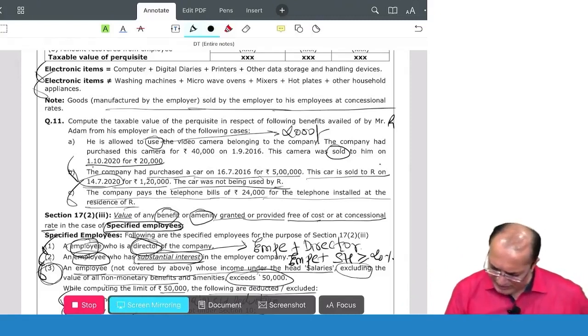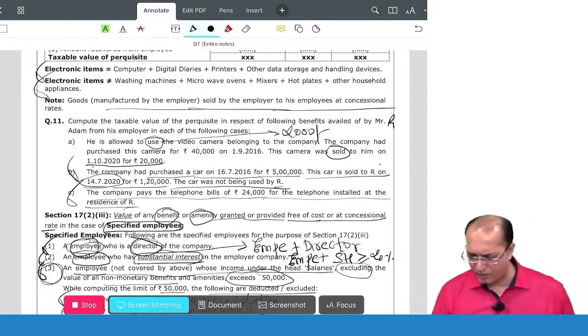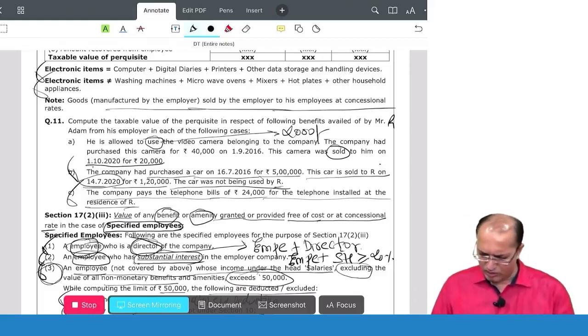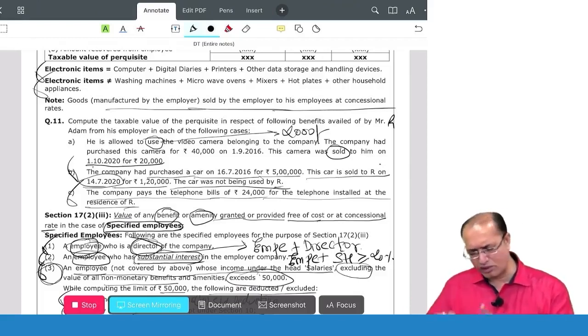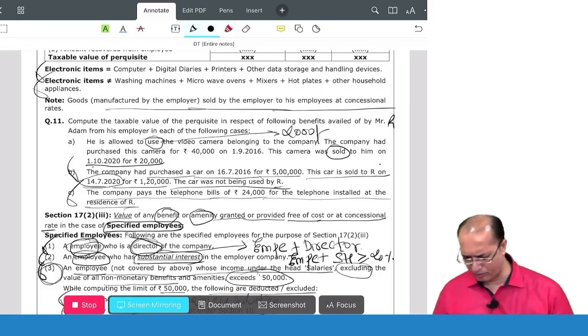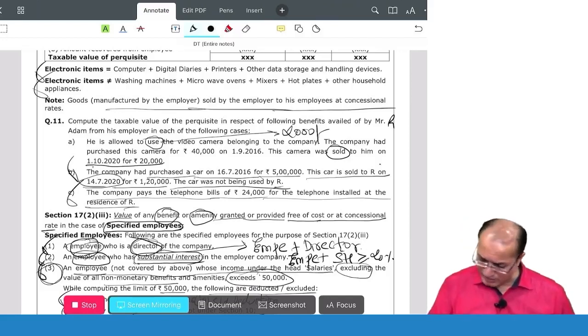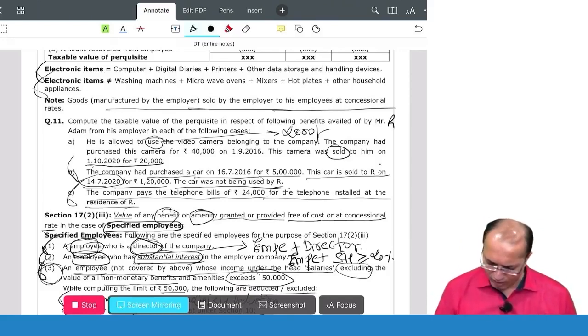Now, this camera is sold to you in the month of October. Once the camera is sold to you, you are the owner of the camera, and you are going to use it for your entire life. You using your own camera is not a benefit to you. But this camera is sold to you at a concessional price, so it is a benefit.